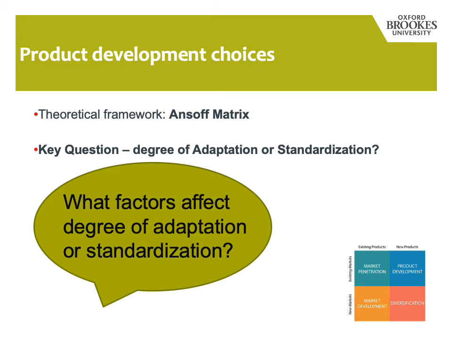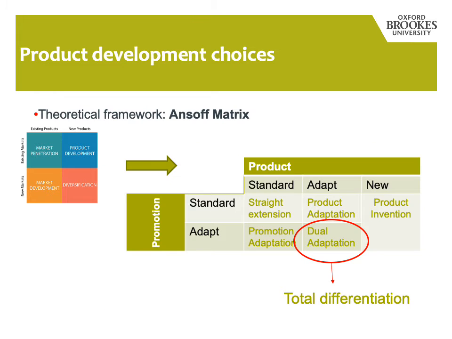Product development choices. What factors affect degree of adaptation or standardization? Theoretical framework, Ansoff matrix. Key questions: degree of adaptation or standardization. Product development choices. Theoretical framework, Ansoff matrix. The diagram illustrates comparing product versus promotion and the choices between standard, adapt, or new product. Dual adaptation is total differentiation.